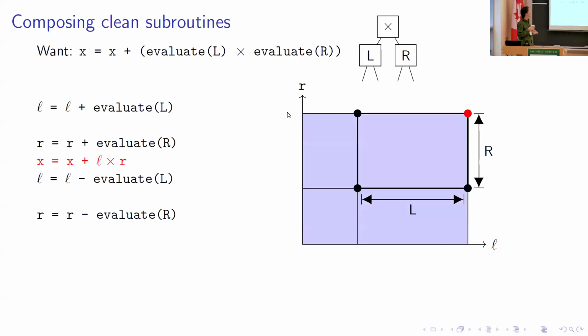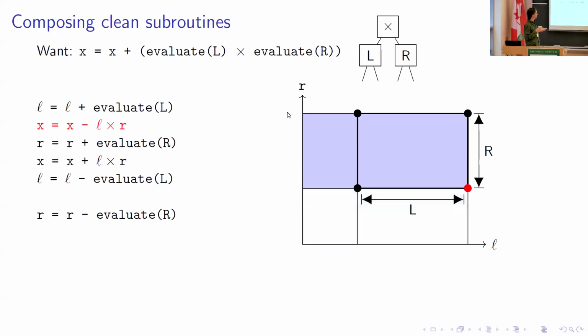So one thing we can do is we can go to this far upper right corner, and we can compute the area of this larger rectangle. So let's go ahead and do that. I've added a line to my program: add the product of left times right to my output variable x.